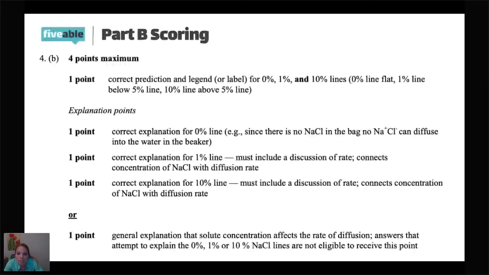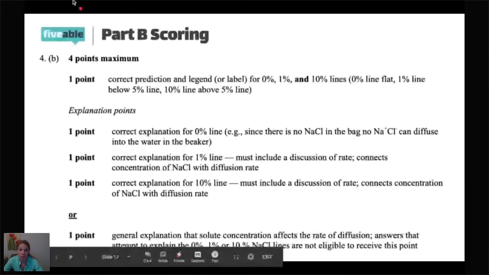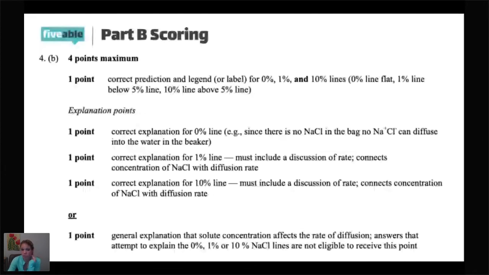But then you have to explain it. You'll get a point, 1 point if you get all 3 right. You don't get a point if you only get 1 of them right. And they don't give you half points on this. But the explanation, for every explanation that you come up with for the 0%, the 1%, and the 10%, that's a point. So, points, points, points. Any questions about this free response prompt so far?